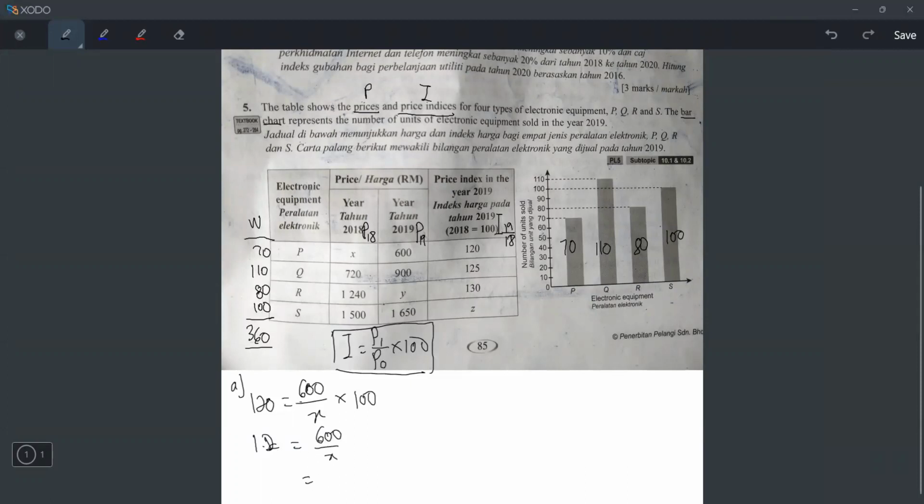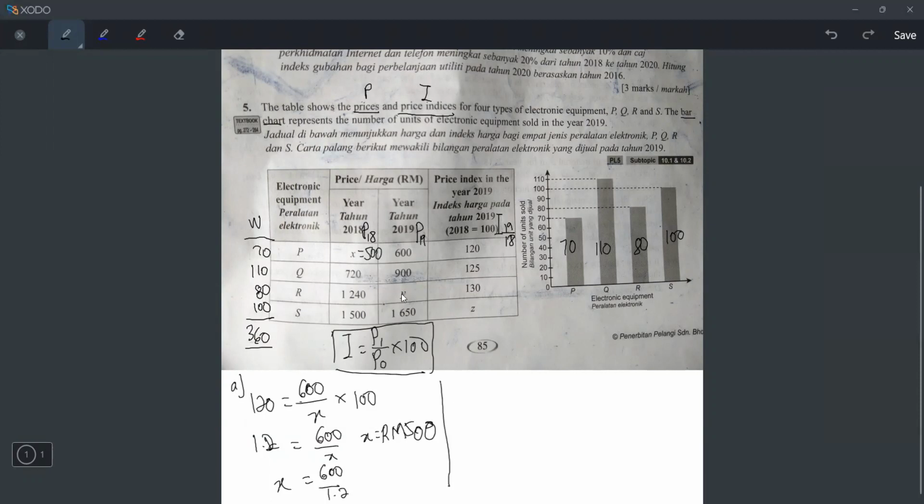What can I do with this one? You can just swap places. So it will be 600 over 1.2. So X equals how much? 600 divided by 1.2, which is RM 500. Yes, correct. Please write RM because it's a price. Then you can update here, 500.